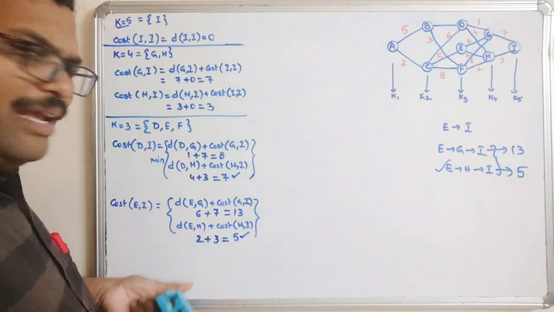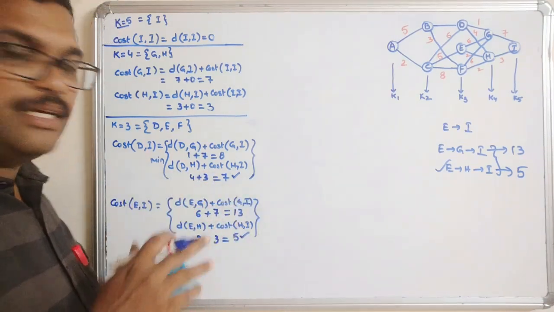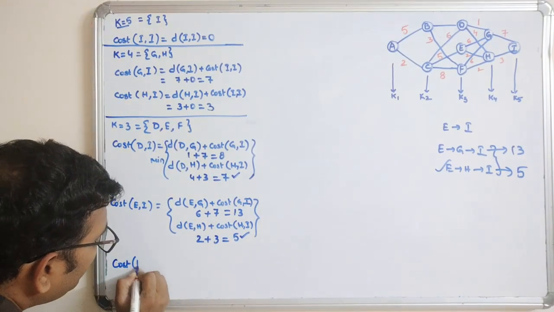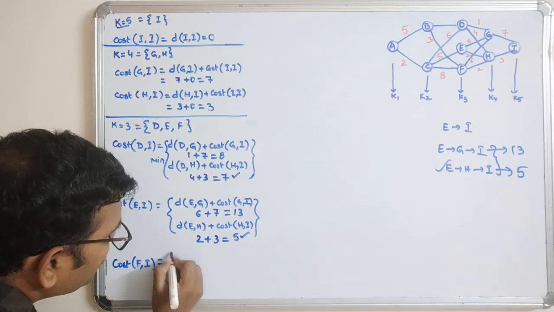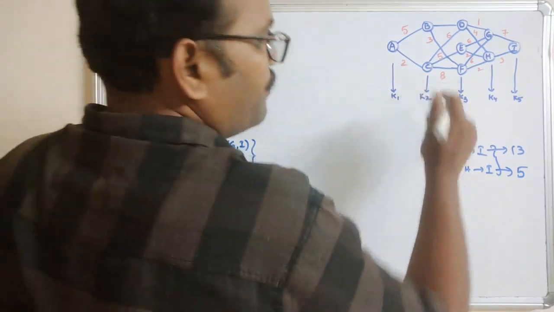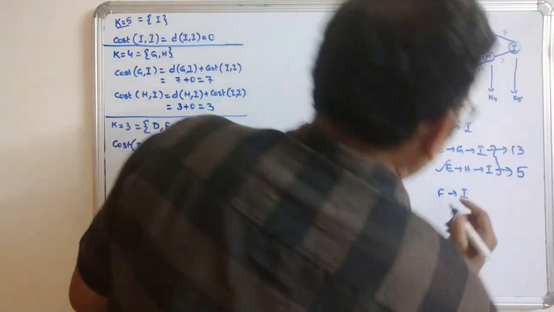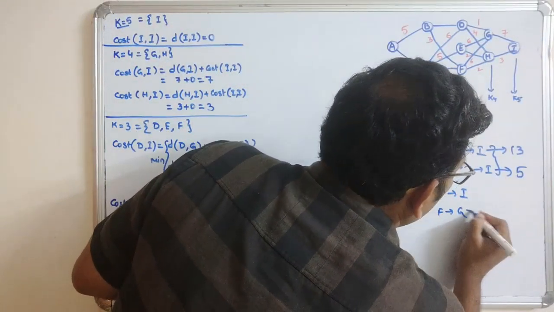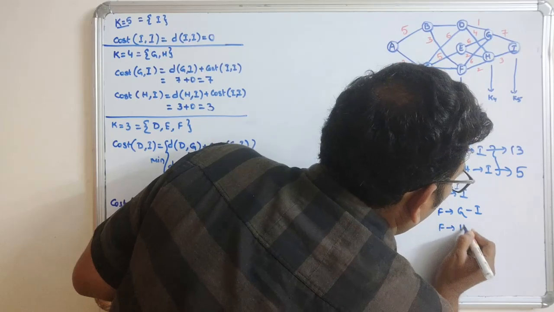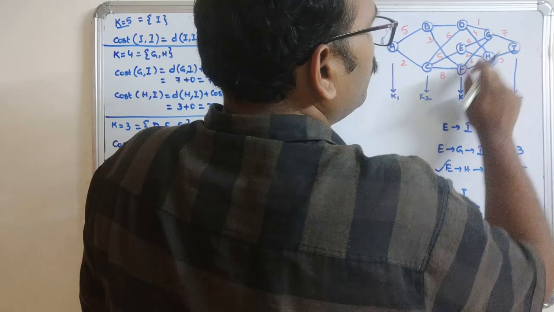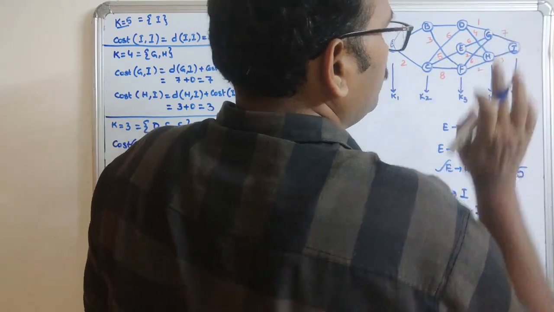So still any other vertex in this particular stage? Yes, F. So we need to find the F also. Cost F to I. Let us check how many edges are there from F. So F to I, how many paths? You can check. F to G, G to I. Similarly F to H, H to I. 2 paths are there, you can observe. F to G, F to H.